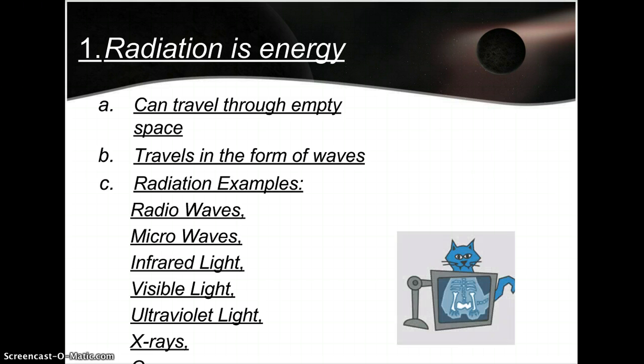But there are a lot of different examples, and this is what makes up what we call the electromagnetic spectrum, and we'll talk about that in just a moment here. So radiation is energy. It can travel through empty space. It travels in the form of a wave. Radio waves, microwaves, infrared light, visible light, ultraviolet light, X-rays, those are all examples of radiation. And this radiation is traveling from all objects at all times. So all objects in space are emitting some sort of radiation, and they're emitting that radiation towards us, and we can receive that radiation and learn how to study that radiation to tell us something about the object.